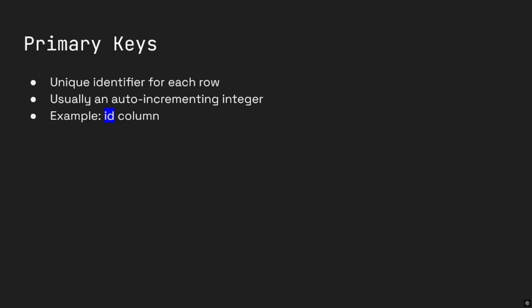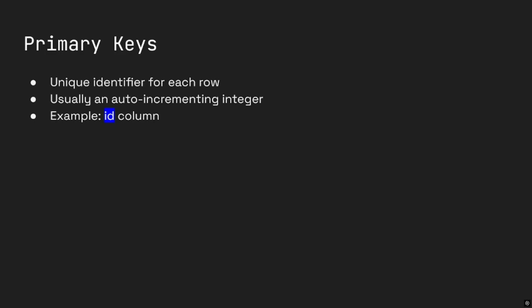So in a database, there are primary keys in each table, which are a unique identifier for each row. And it's usually just an auto-incrementing integer. So for example, think of an ID. The first user in a table, the ID is 1. The ID of the third user could be the number 3, something like that.